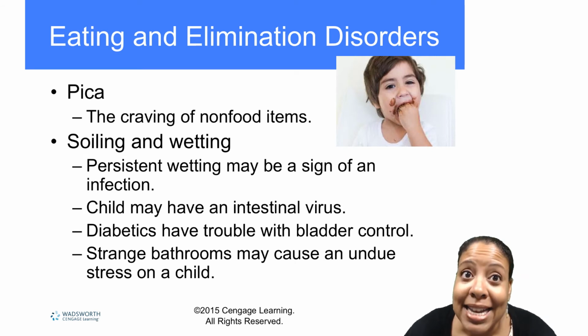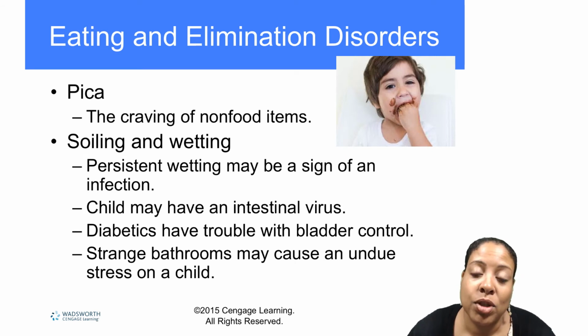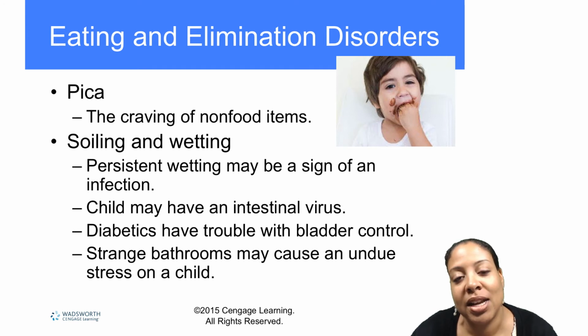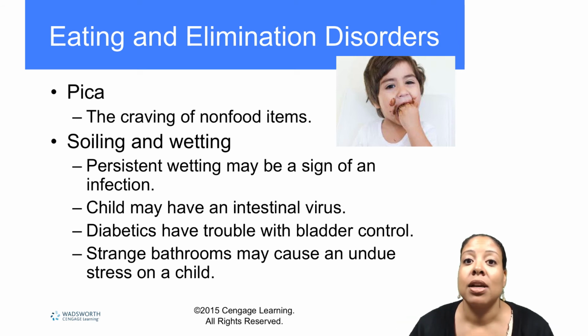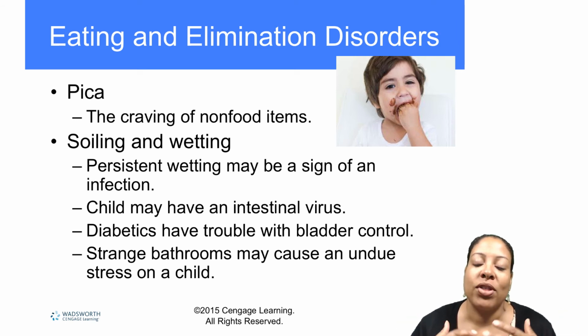Pica. Pica is the craving of non-food items. We know that toddlers and little ones go through Piaget's sensorimotor stage where everything goes into the mouth. That's not pica. Pica is much more severe. It's not within the normal range of children putting things into their mouth. This is when they crave non-food items.